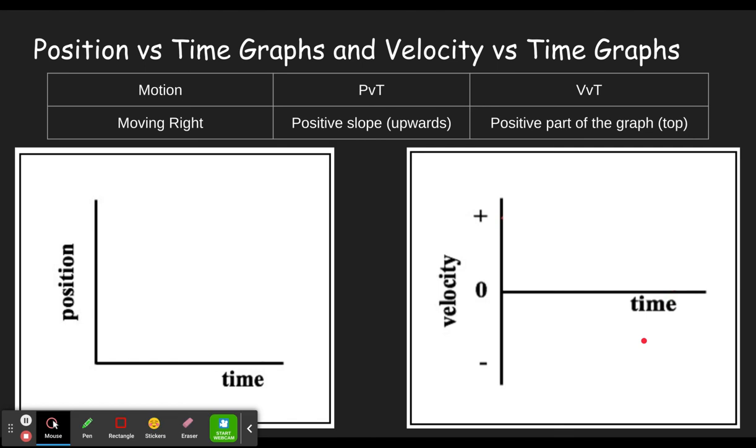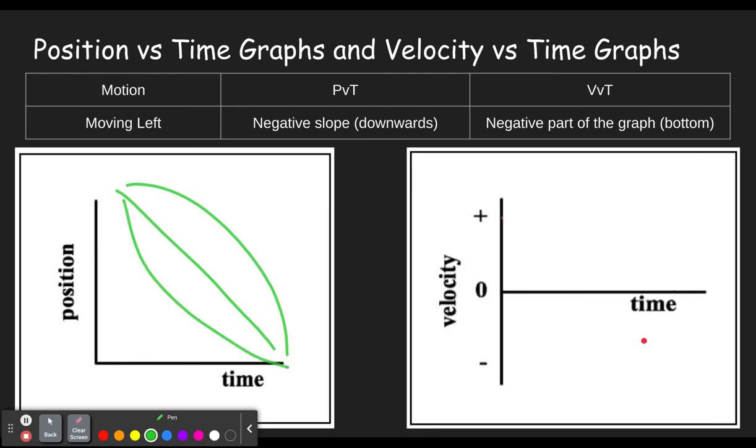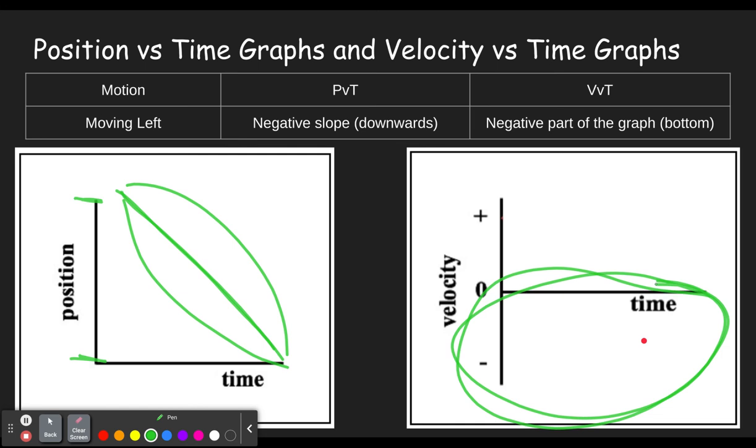So that's moving right, moving left. So moving left now, anything sloping downwards, because it's going from a rightward position to a leftward position, or it's going more negative, you could say. So a negative slope means moving to the left, any of those three lines. The negative part of the graph is down here. That means your speed is negative. If you have a negative slope, you have a negative speed. By the way, the slope is the velocity. The slope on a position time graph is velocity.